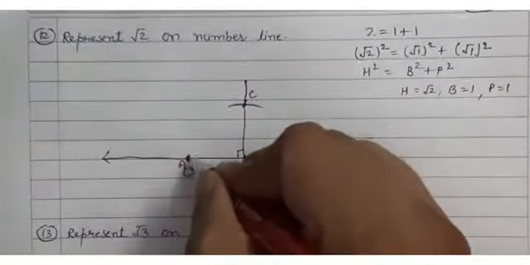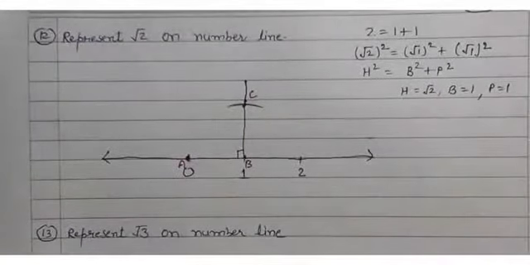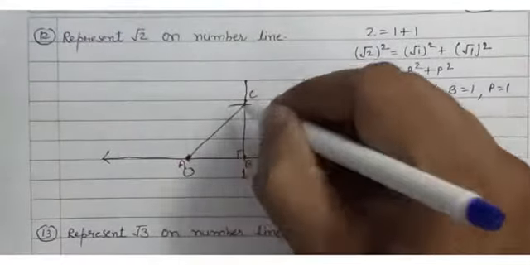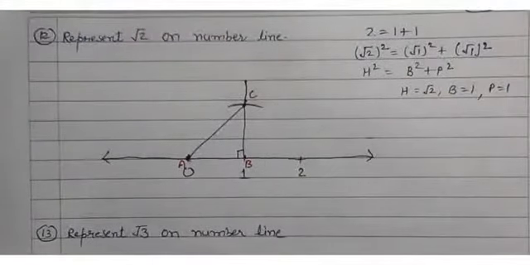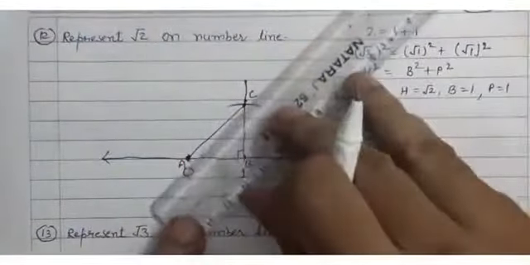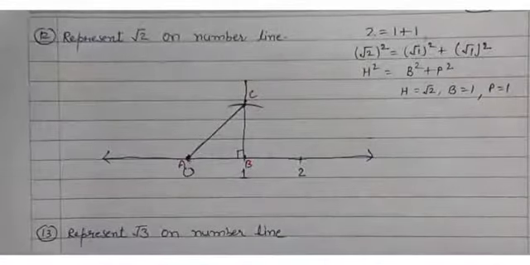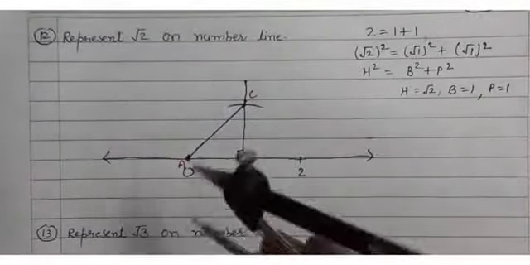Now I am joining A and C. I am joining A and C like this with help of scale. Okay, like this scale I am having. I am joining it with A and C, like in this way. Okay, then I am measuring it.